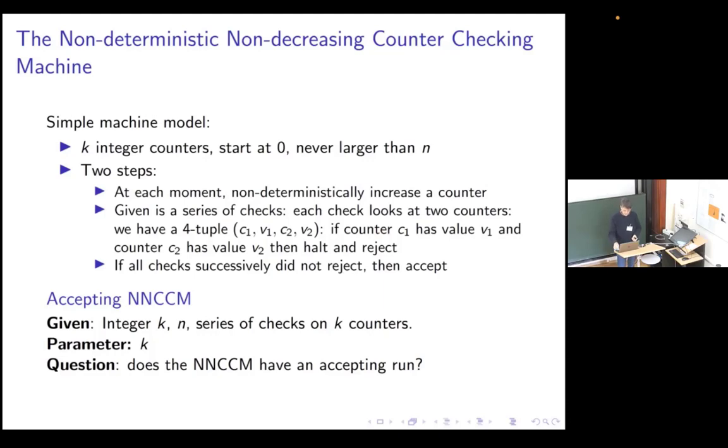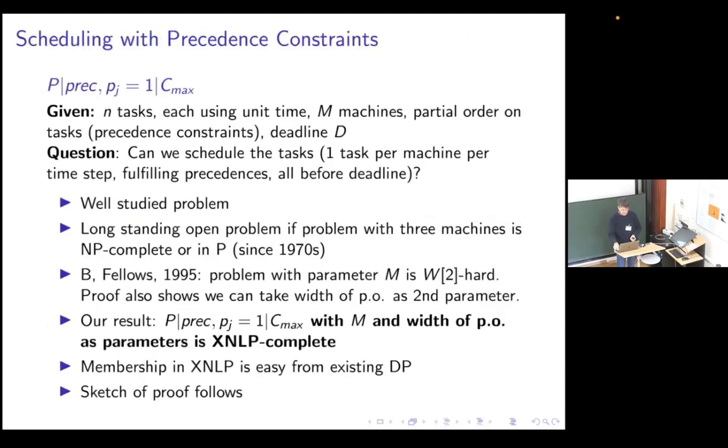Okay. And yeah, so let me just use a few moments to sketch a proof for scheduling with precedence constraints. So this is really a classic problem from scheduling. It's been open since I think a very long time. The question is how hard this problem is if you have 3 machines.